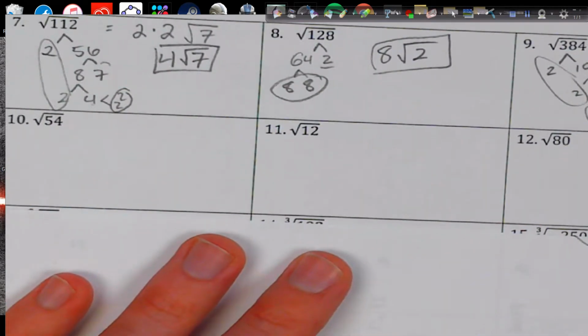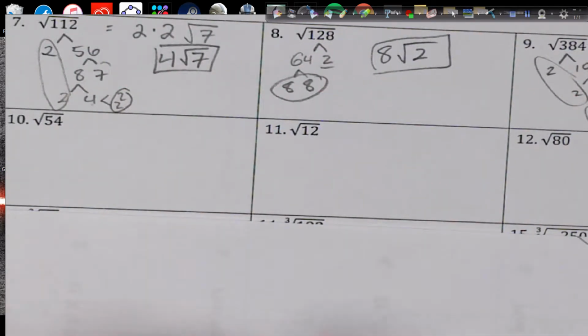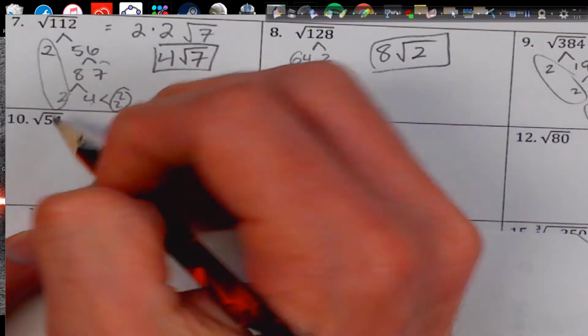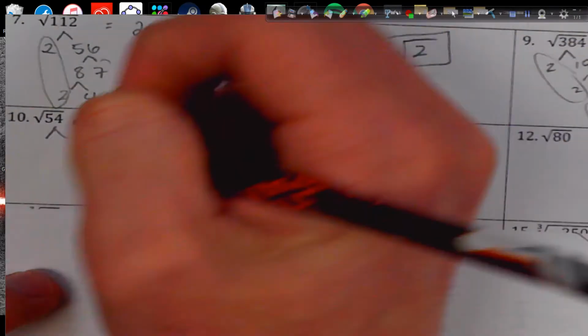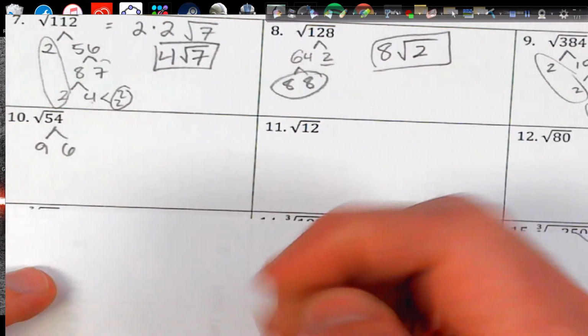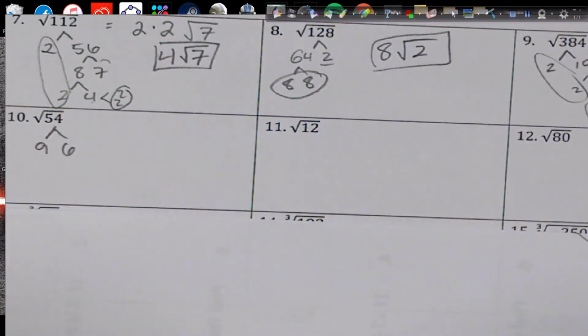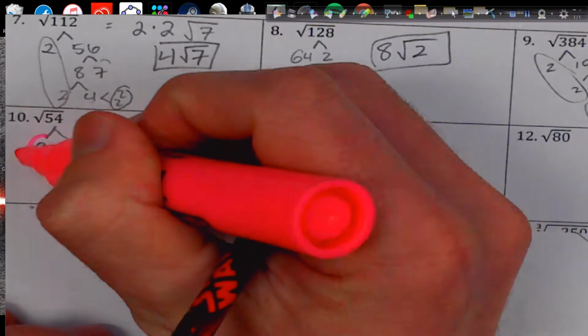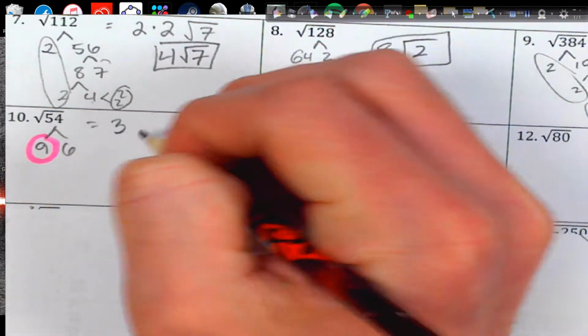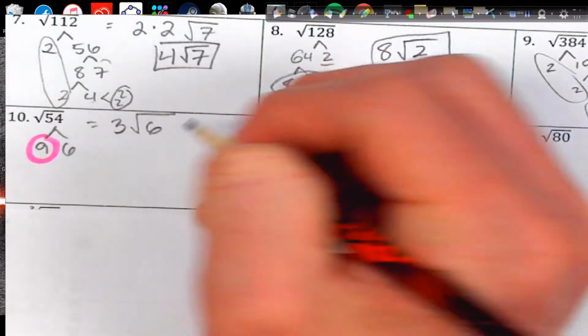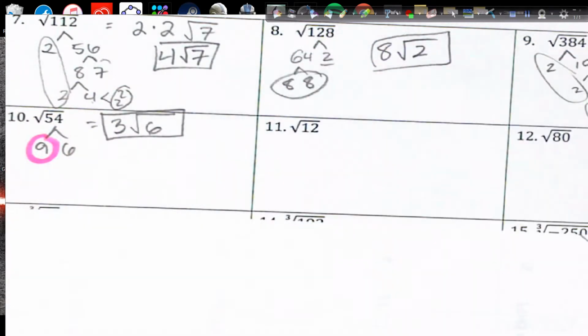All right, square root of 54. Okay? I know 9 goes into that, so you want to try numbers besides 2. So I know 9 and 6 go into this. And again, 9 is a perfect square. I already know that. It's 3 times 3, which means a 3 will pop out. And 6 won't break down, so we'll just leave it as 3 rad 6.